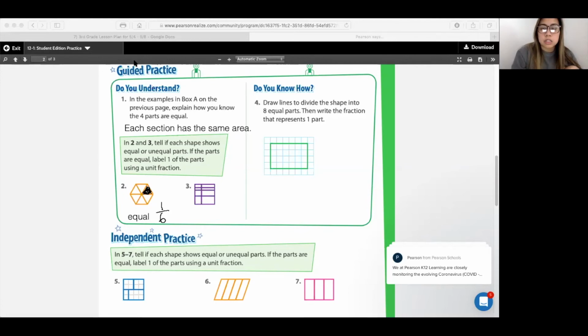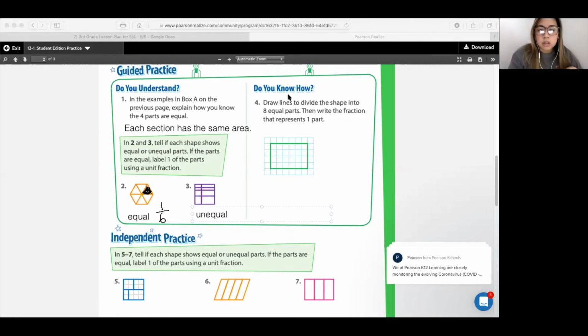Okay, moving on to number 3. Is that shape equal or unequal? Nope, it's pretty much unequal because there are some big parts and there are some little parts. So that shape is unequal.